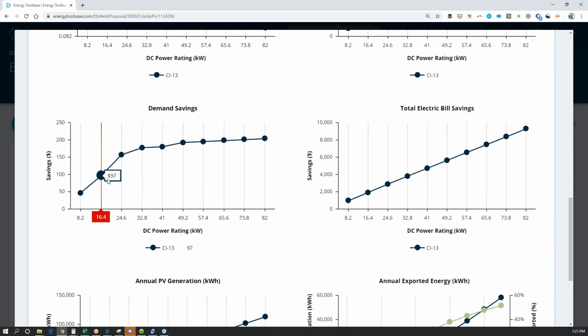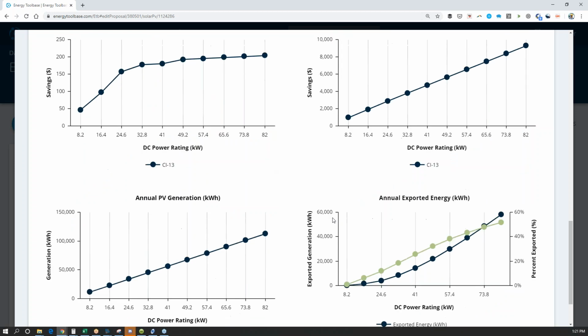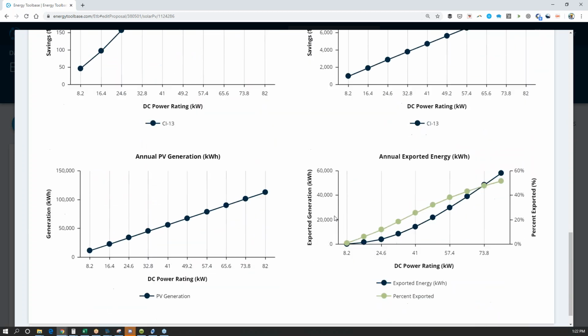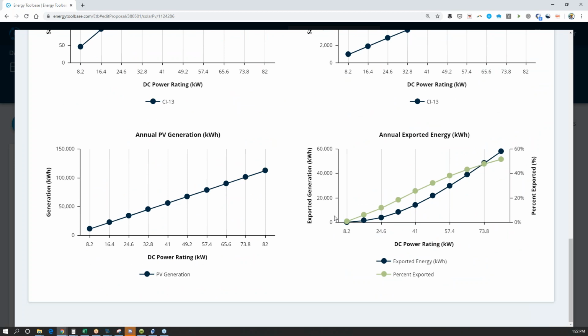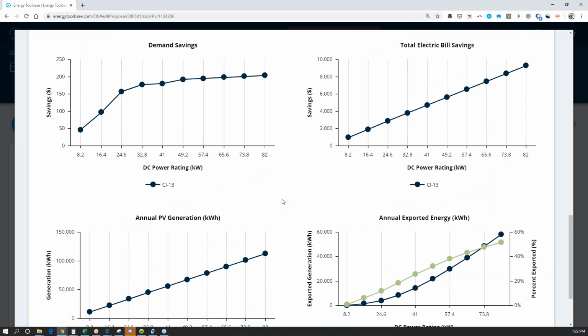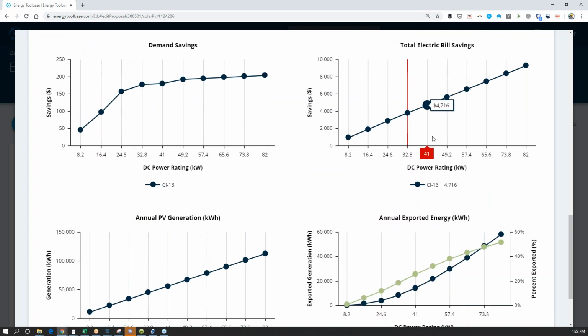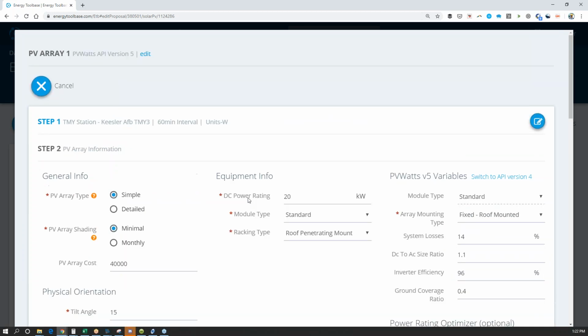There are some demand savings that can be had from your solar array, but it diminishes the larger the array gets. So we got energy savings, we got demand savings, and because this particular electric rate structure is split half between demand and half between energy, we actually get a pretty scalable solar array on this side.